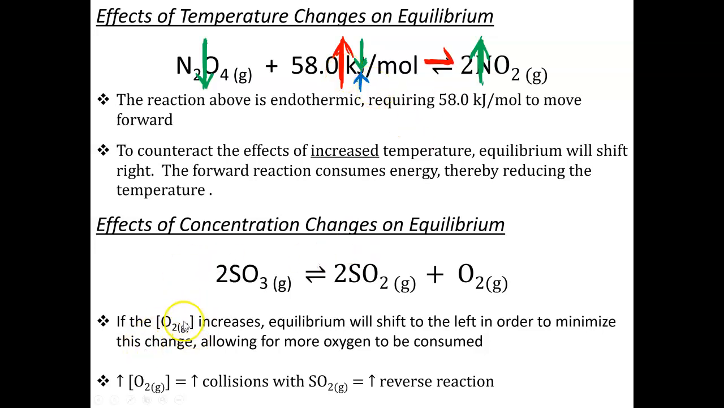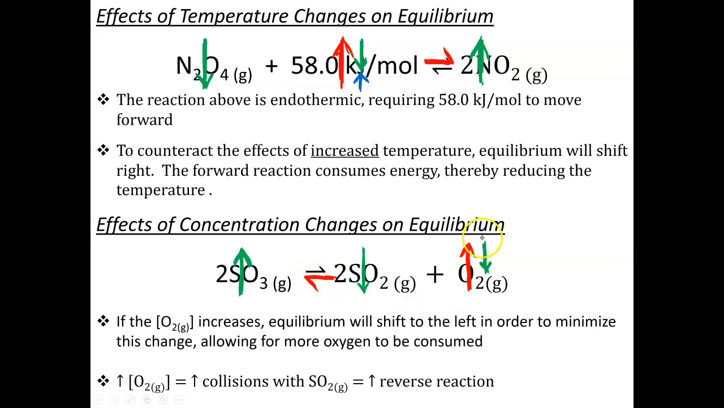In the next example, we have increased the concentration of O2. So if you recall, when we put square brackets around a compound, we are typically referring to its molar concentration, measured in moles per liter. So in this case, we have boosted the concentration of oxygen. In so doing, according to the collision theory, we've made it more likely for the oxygen and the SO2s to collide with one another. Because they're more likely to collide with one another, the reverse direction gets an advantage.